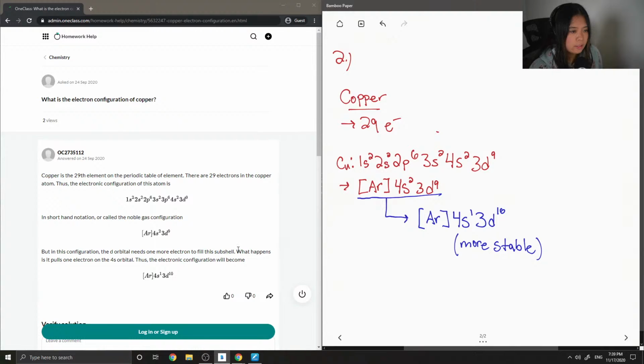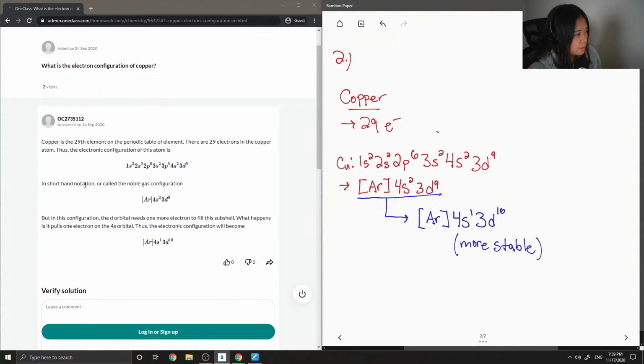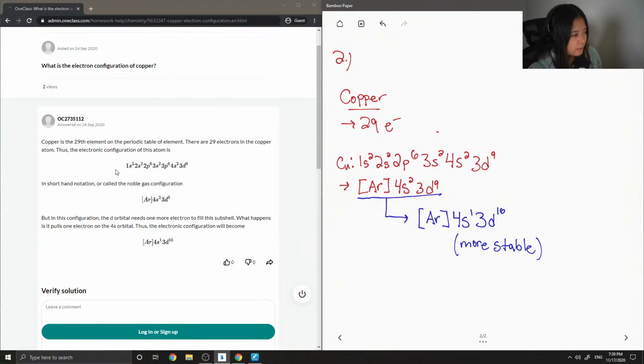Okay, so let's see what our junior tutor wrote. Copper is the 29th element on the periodic table of elements. There are 29 electrons in the copper atom. Thus, the electron configuration of this atom is 1s2, 2s2, 2p6, 3s2, 3p6. Oh, I forgot to put that in mine. 4s2, and then 3d9.